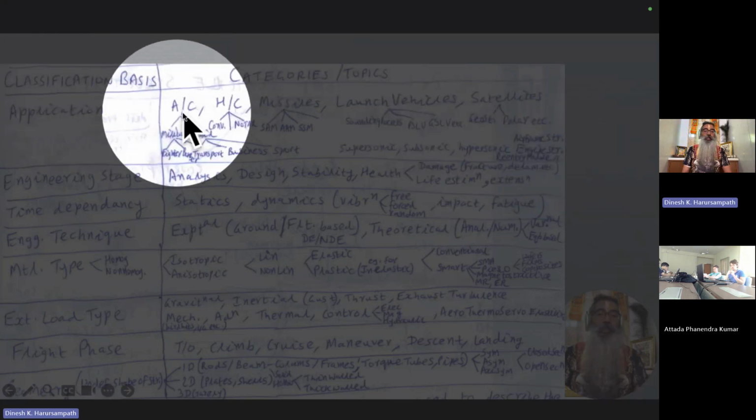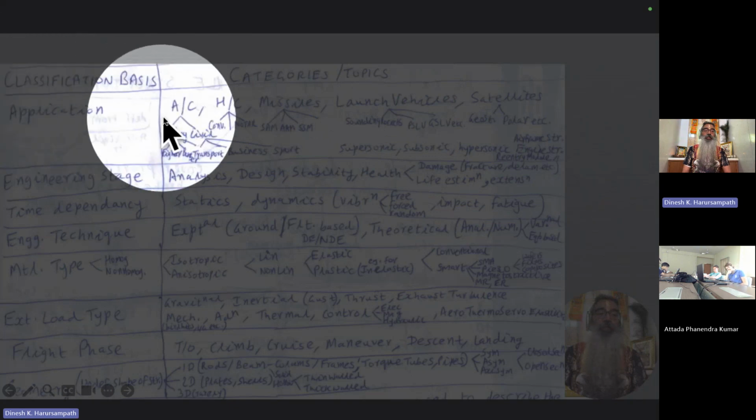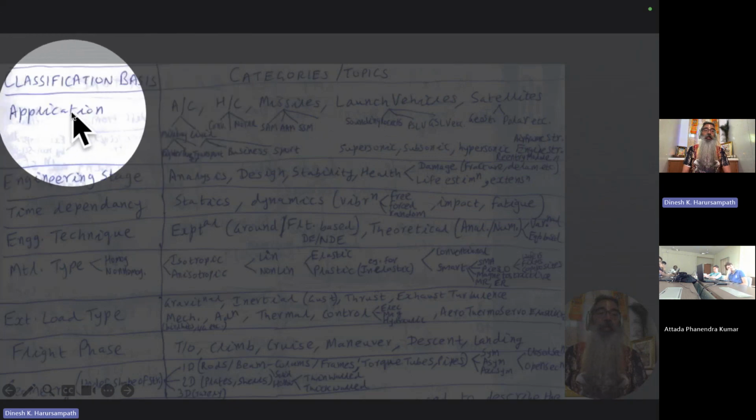So that's as far as the applications are concerned. Are there any questions on the first category that we just looked at for the classification basis?